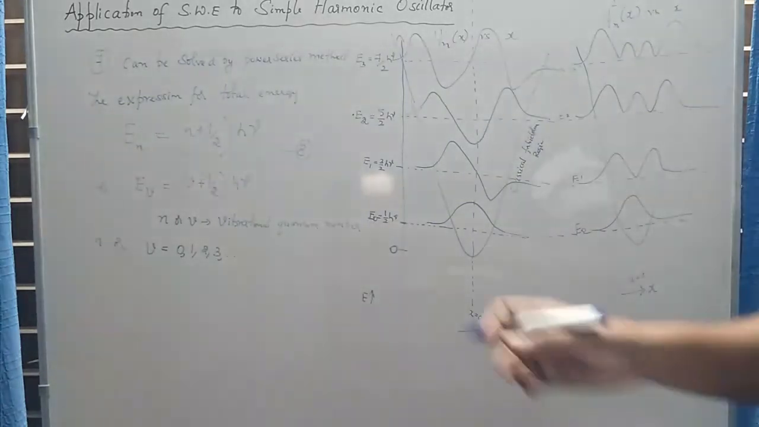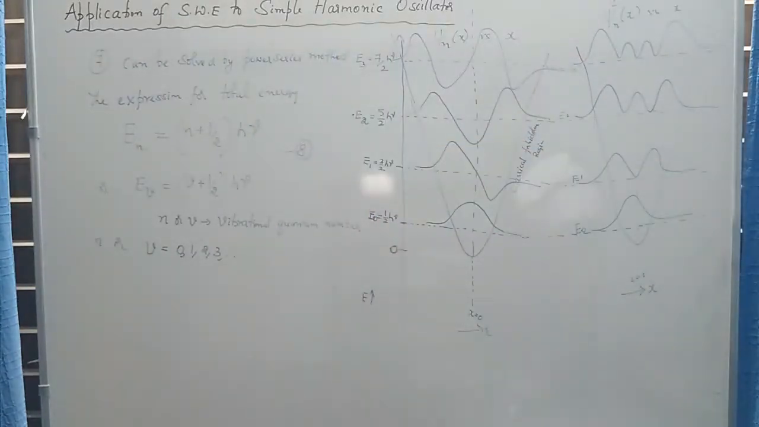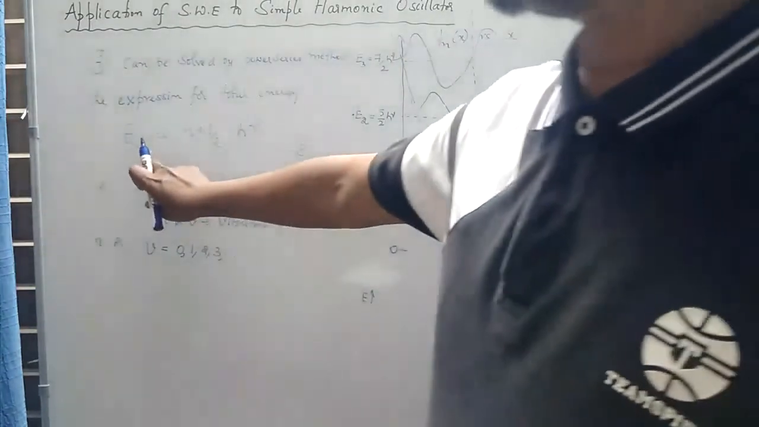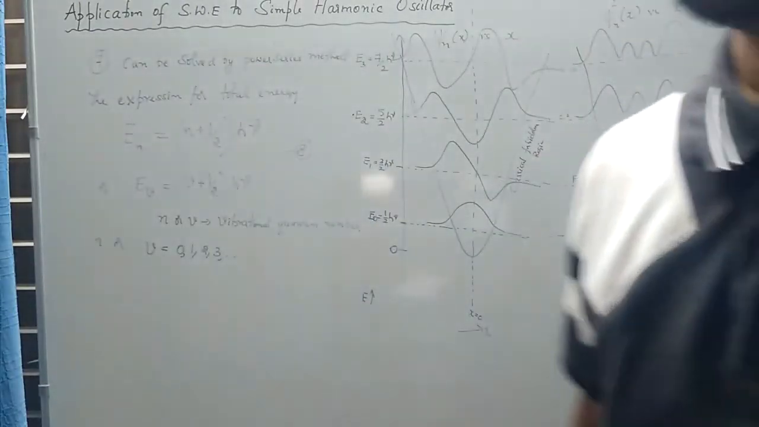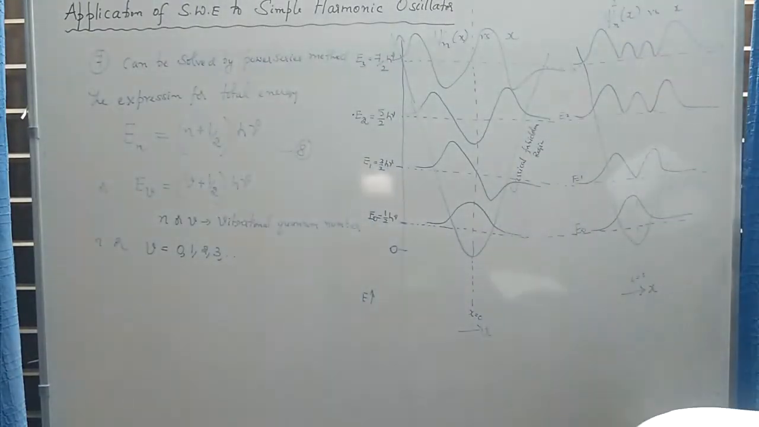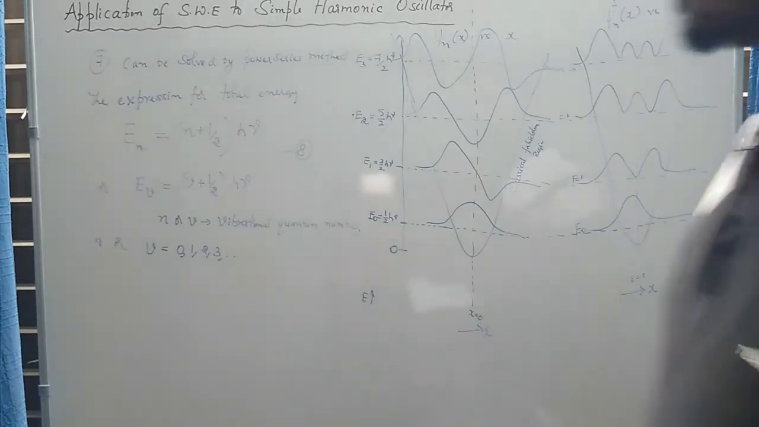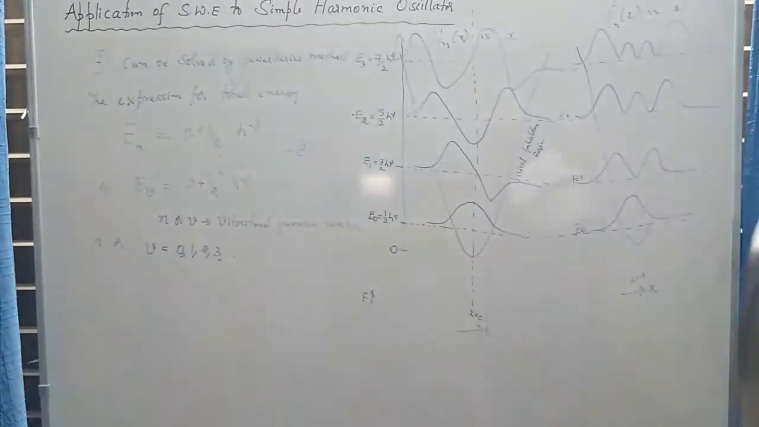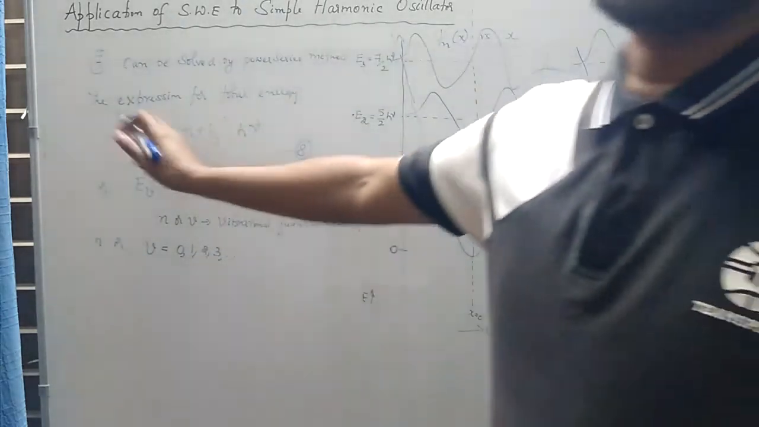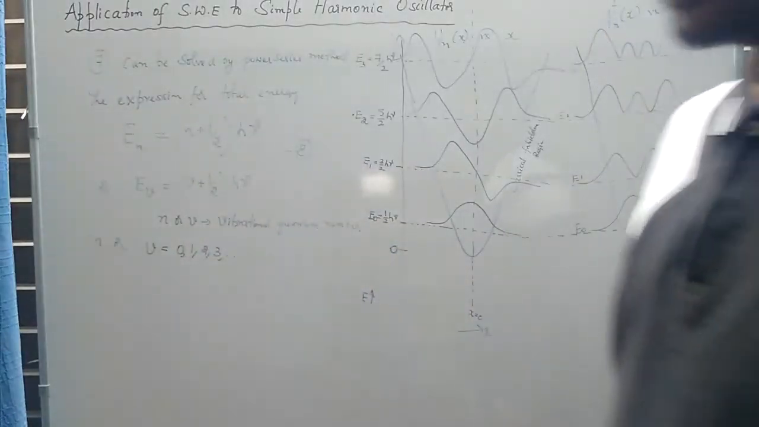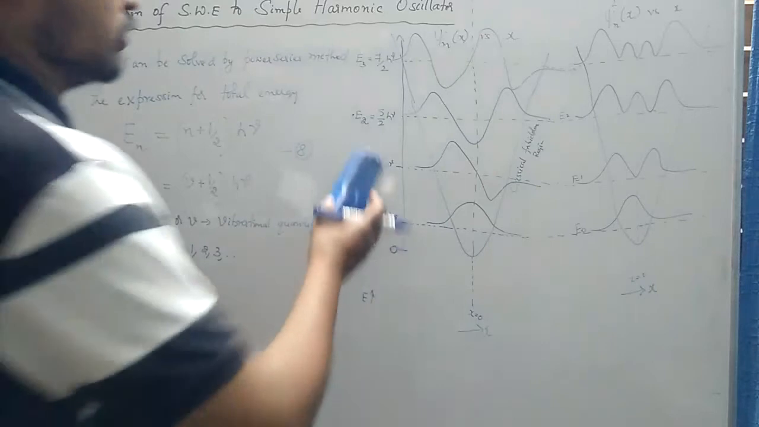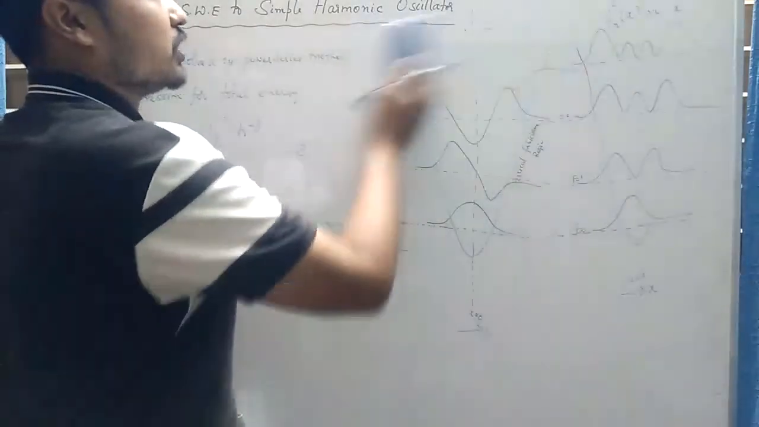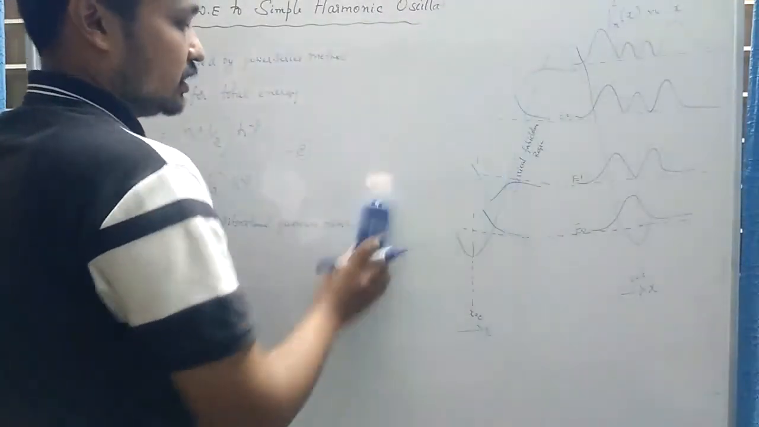Let us comment on some of the important characteristic features of this energy term, which represents the vibrational energy of the simple harmonic oscillator. The first important point that I would like to say is that the vibrational energy of the simple harmonic oscillator is quantized. We always have a question whether the energy is quantized or whether the energy is continuous.